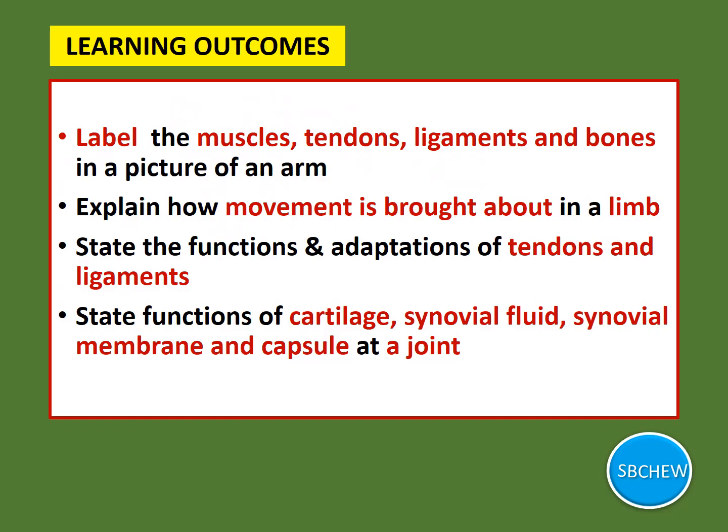The learning outcomes or objectives for this video are: firstly, we must be able to label the muscles, tendons, ligaments, and bones in a picture of an arm. Secondly, explain how movement is brought about in a limb. Thirdly, state the functions and adaptations of tendons and ligaments. And fourthly, state functions of cartilage, synovial fluid, synovial membrane, and capsule at a joint.